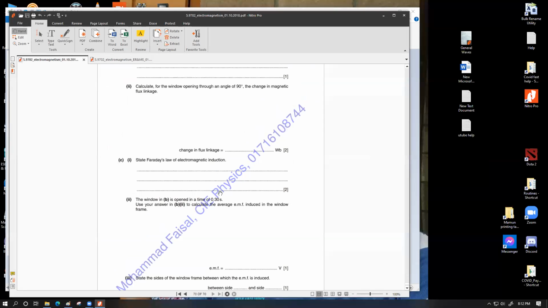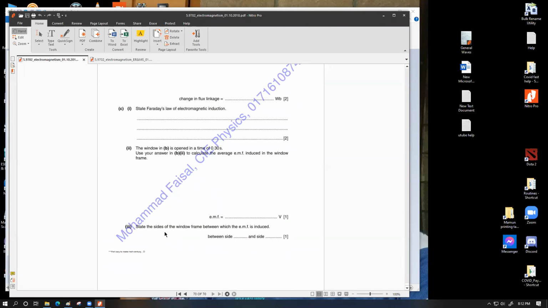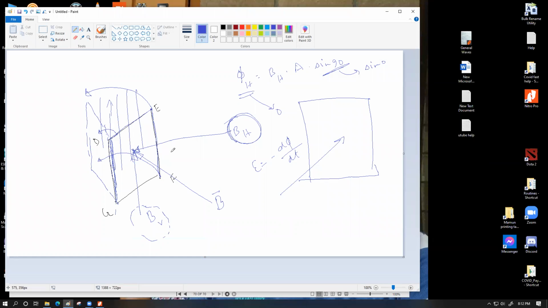Then comes the last section. It says, state the sides of the window frame between which this EMF is induced. Now, there is a bit of a trouble. What this question is essentially proposing is that while we move this thing for the duration of the movement, which of these two sides, maybe adjacent, maybe opposite, we don't know, if we connect a voltmeter across, will give us some voltmeter reading.